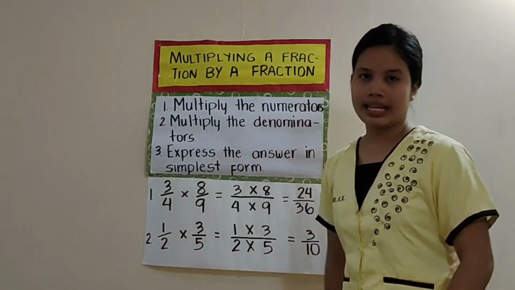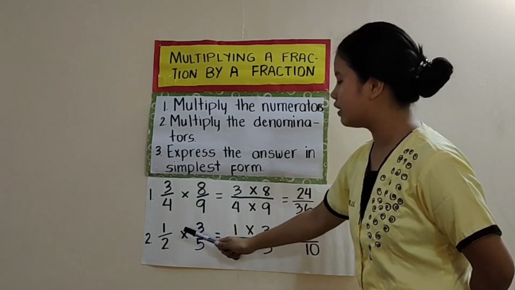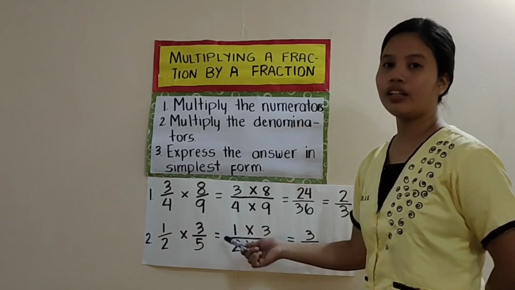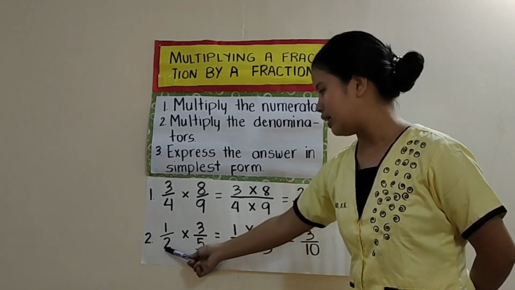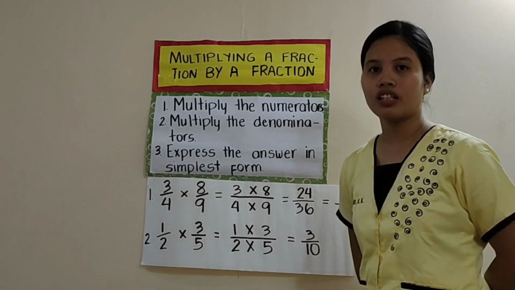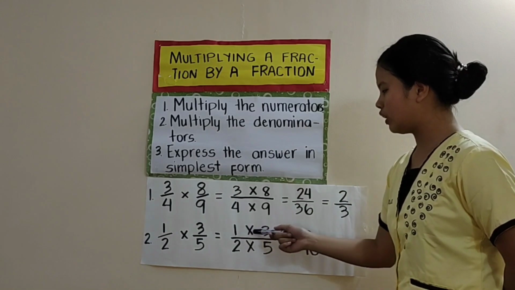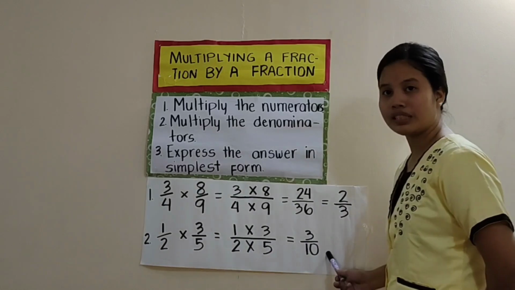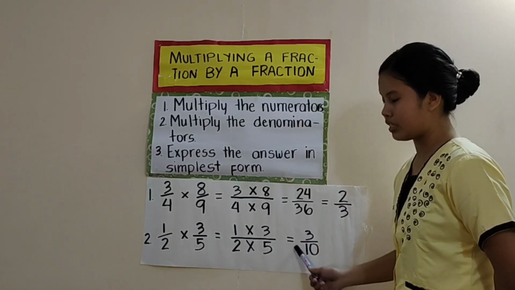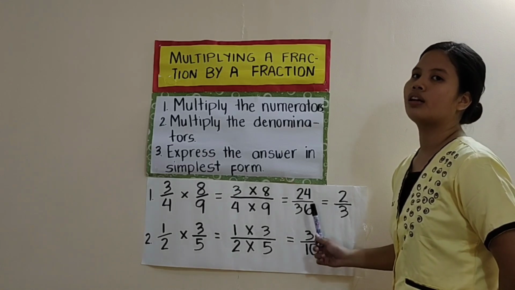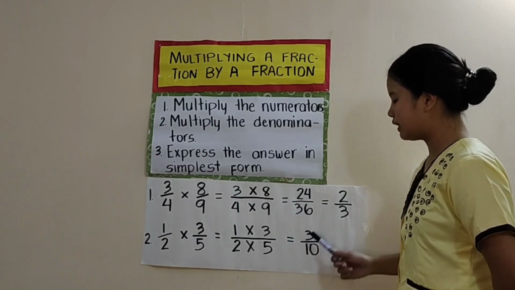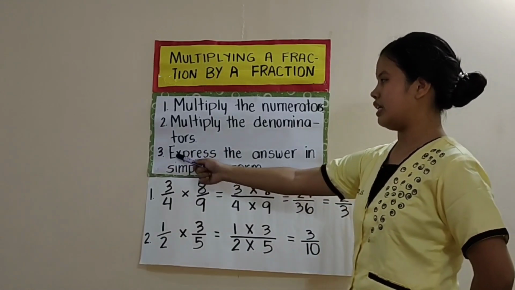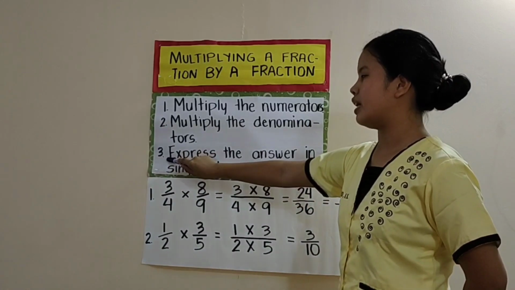Now we have another example. We have 1/2 times 3/5. Again, 1 and 3 are our numerators, and 2 and 5 are our denominators. So 1 times 3 is equal to 3. 2 times 5 is equal to 10. Now, can this be expressed in simplest form? No, because 3 over 10 is in simplest form already. So we won't be following the third step.